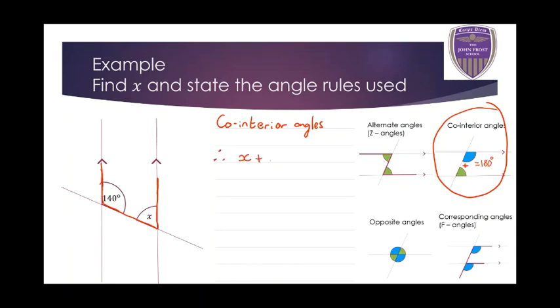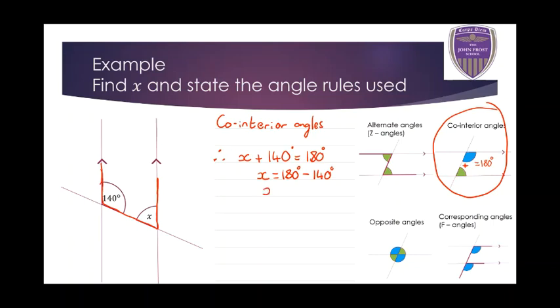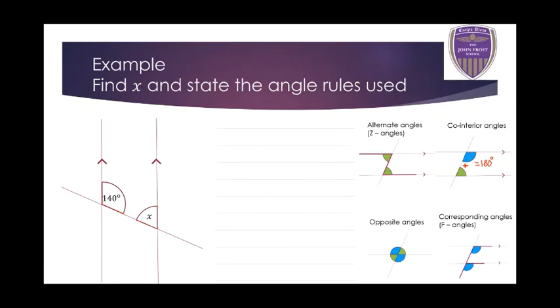So therefore, x plus 140 degrees is equal to 180 degrees. So if something plus 140 is 180, that must mean that x is equal to 180 minus 140 degrees. Okay, so 180 minus 140 equals 40 degrees. So x is 40 degrees. Okay, job done. Let's have a look at the next one.